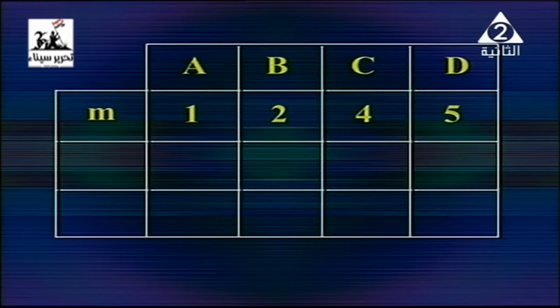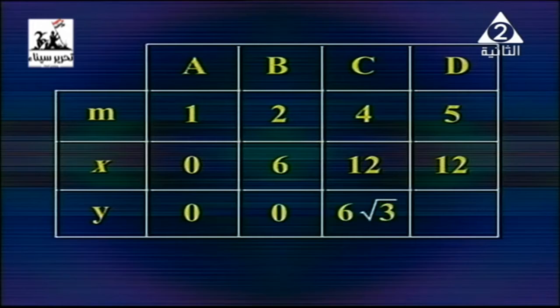Look at the table. We have point A, point B, point C, and point D, the vertices of the broken line. What is the mass at point A? 1, point B 2, point C 4, point D 5. What is the X coordinate? At A it is 0, at B 6, at C 12, at D 12. What is the coordinate of Y? At A it equals 0. Why? Because it's the origin point. Point B is 0, point C is 6√3, but point D equals 0.